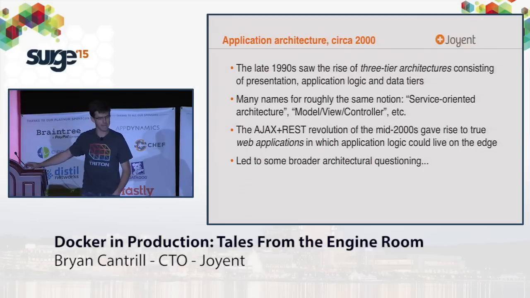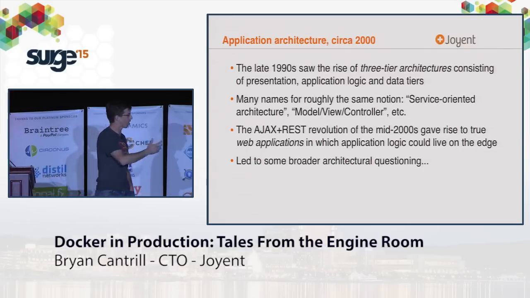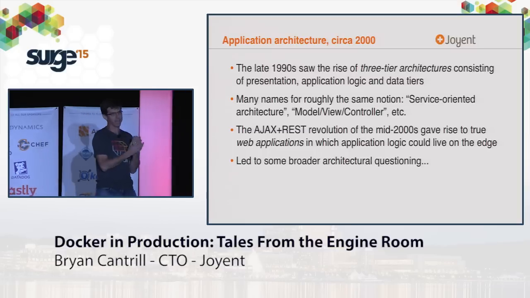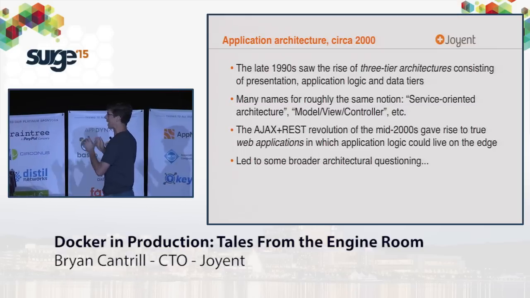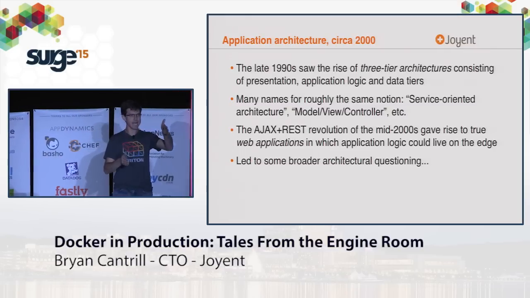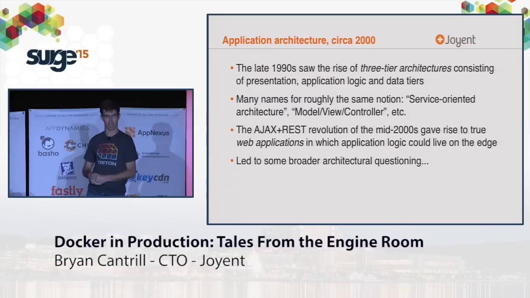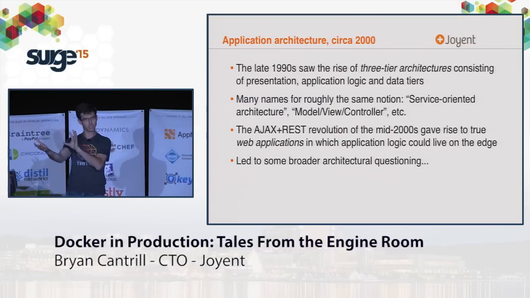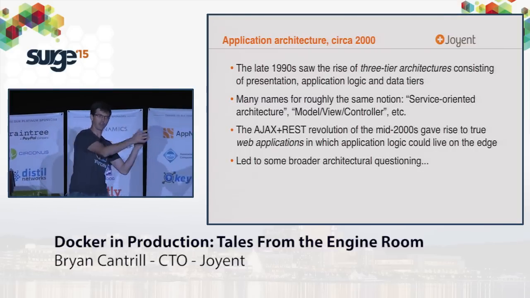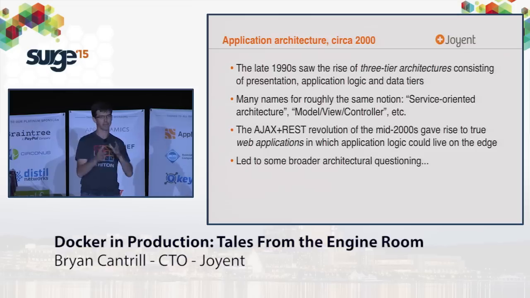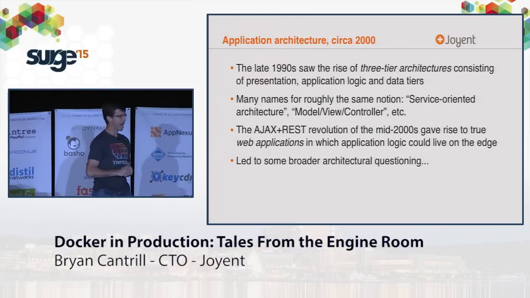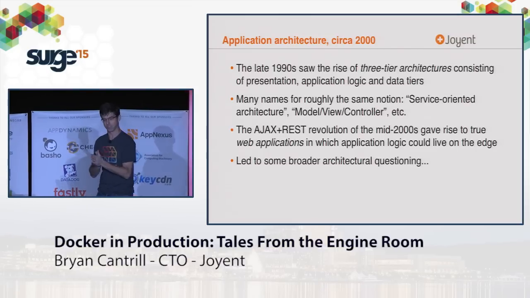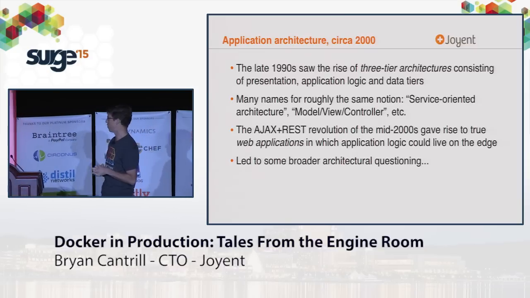So back in the day, we had three-tier architectures, service-oriented architectures, model-view-controller. We had a lot of names for this thing. But the basic idea was that we had three tiers to our internet-facing apps. You had this view tier in the front, your model tier, your database, in the back, and your controller in the middle. And it all was good. It was fine. And then in the mid-2000s, we saw the rise of Ajax.